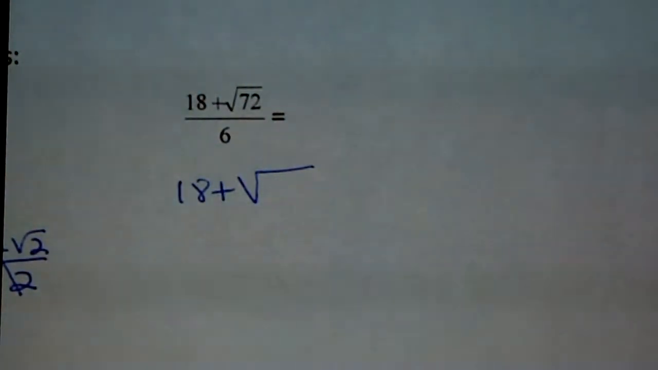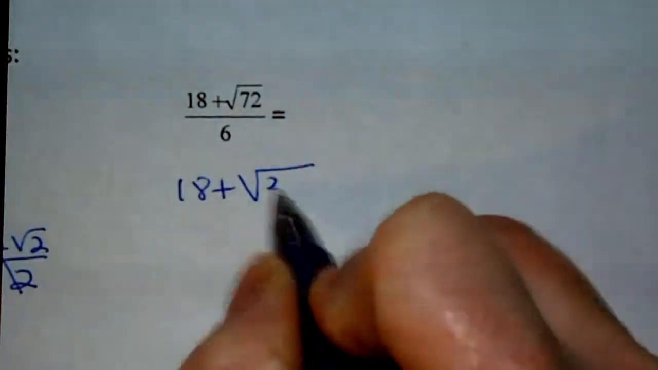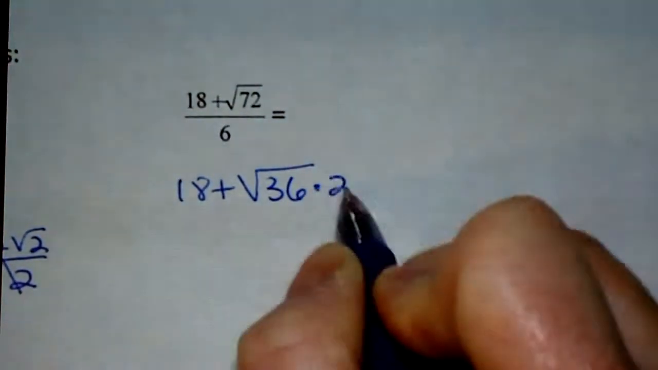Do you know what 72 divided by 36 is? It's 2. So I want to jump to the largest perfect square factor that it has. So 36 times 2 is 72.